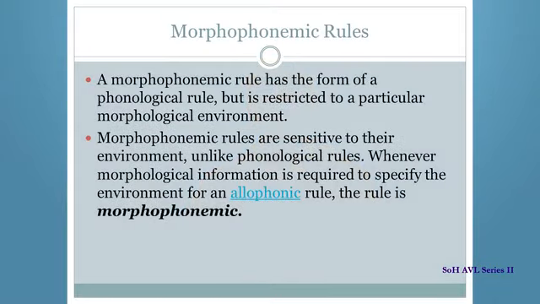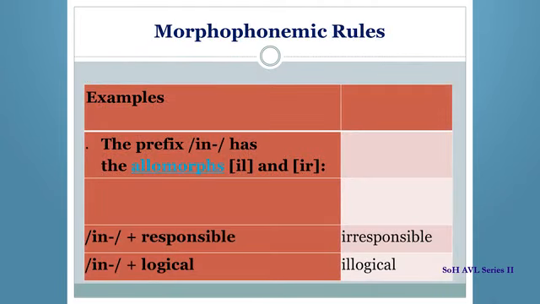Morphophonemic rules. A morphophonemic rule has the form of a phonological rule but is restricted to a particular morphological environment. Morphophonemic rules are sensitive to morphological environment, unlike phonological rules. Whenever morphological information is required to specify the environment for an allophonic rule, the rule is morphophonemic. Examples. The prefix in has the allomorphs il and ir. In plus responsible, irresponsible. In plus logical, illogical.